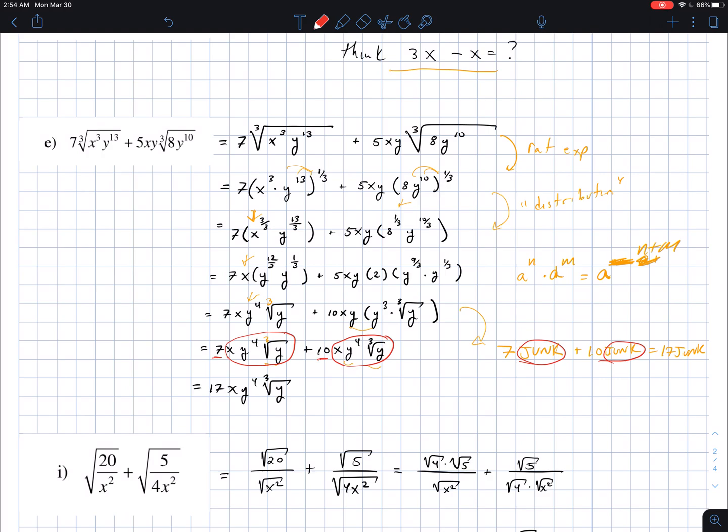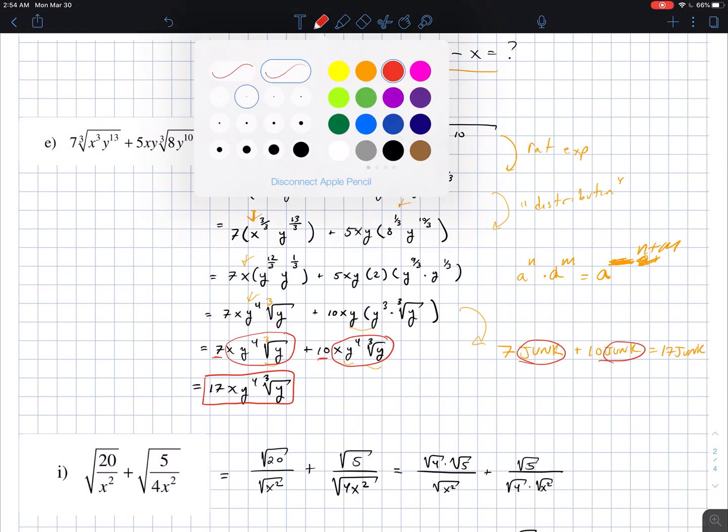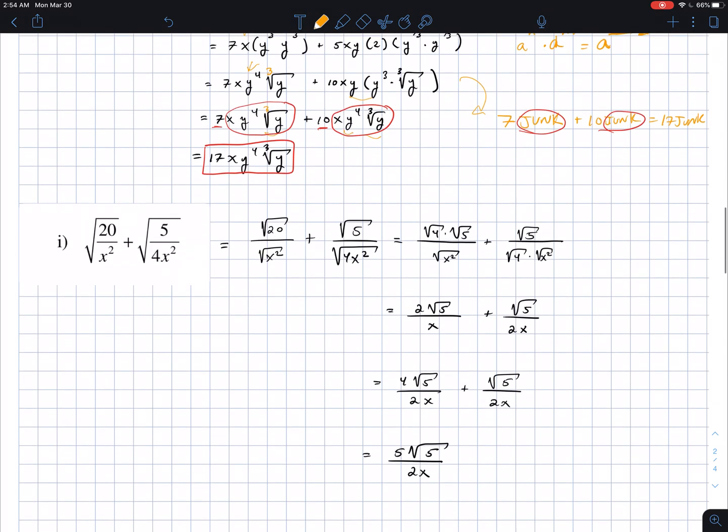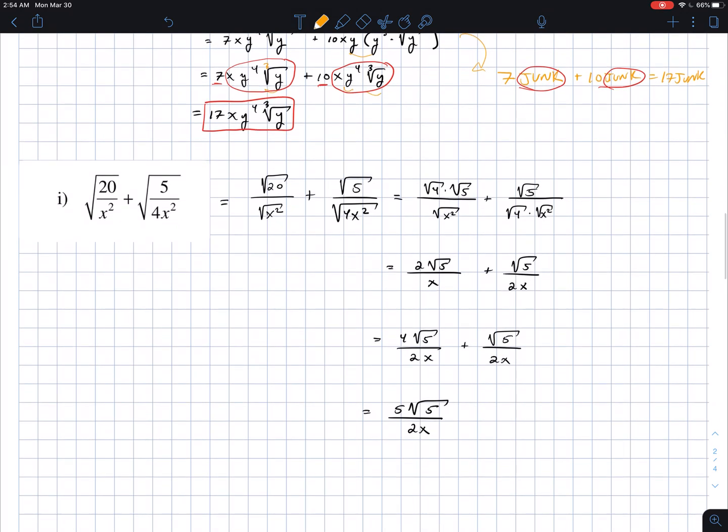So we can add apples to apples and oranges to oranges. And in this case, we get 17xy times the fourth root of y. Now I rewrote it separating by the quotient rule, right? We're using the square root, so the square root of 20 over the square root of x squared, which we're looking at here, plus the square root of 5 over the square root of 4x to the fourth. So I did what? Used the product rule, separated it out, found the factors.